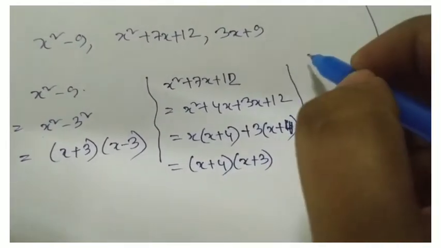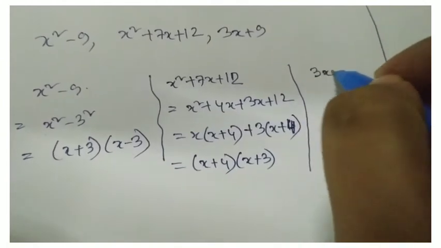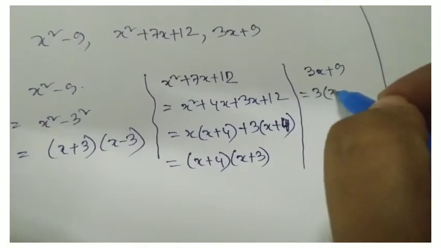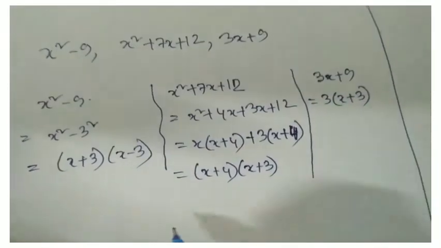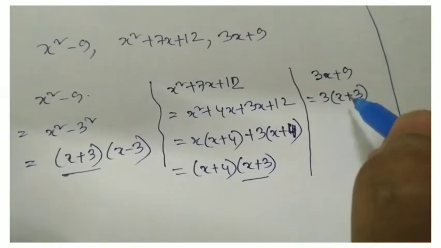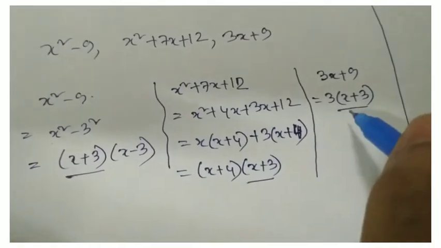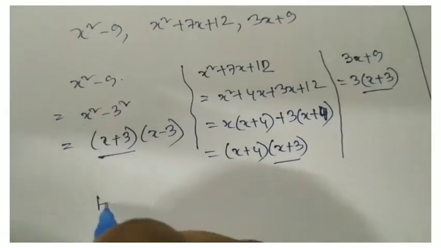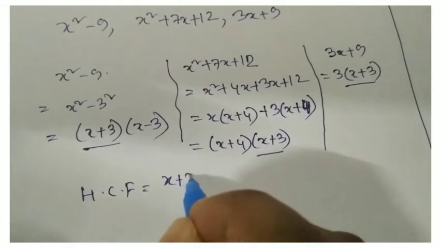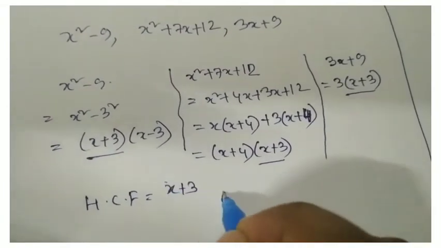Now the last part, 3x plus 9. How do we factorize this? We just take 3 common: 3 into x plus 3. So what will be the HCF? You see, x plus 3 is common in all three expressions. So my HCF will be only x plus 3. This is my answer.